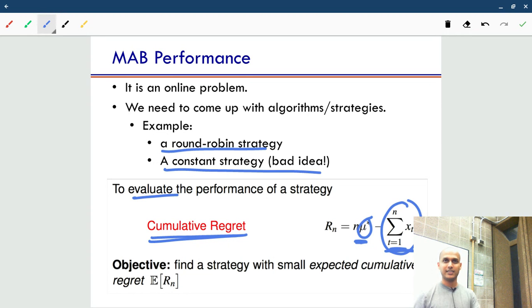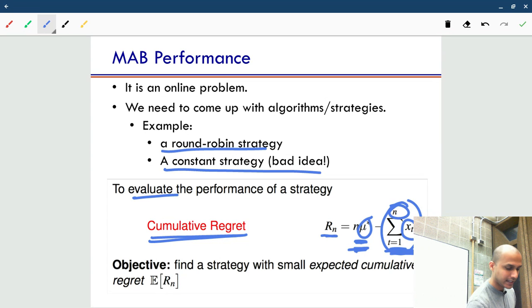I don't know the conversion rates. I did some strategy like round robin or constant or whatever. I got some rewards over the n periods, or n interactions. I'm adding those rewards up, and I'm comparing the difference between what money I got versus what I would have gotten in expectation if I had only shown the best website always.